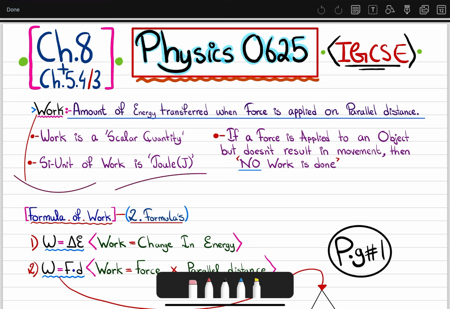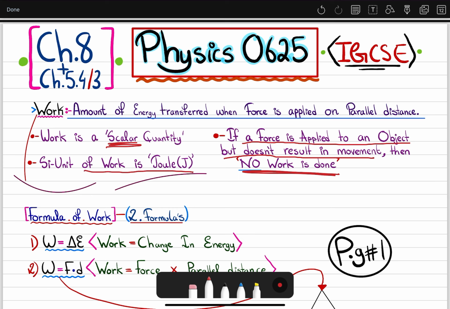What is work? Work is the amount of energy that is transferred when force is applied over a parallel distance. So it is the amount of energy transferred only when you apply a force to an object on a parallel distance. Work is a scalar quantity. If a force is applied to an object but does not result in movement, then no work is done. The SI unit of work is the joule.